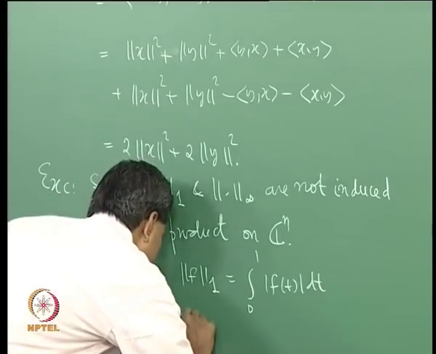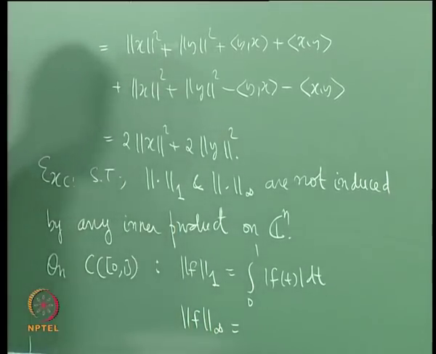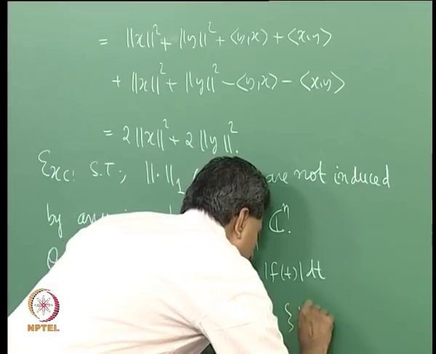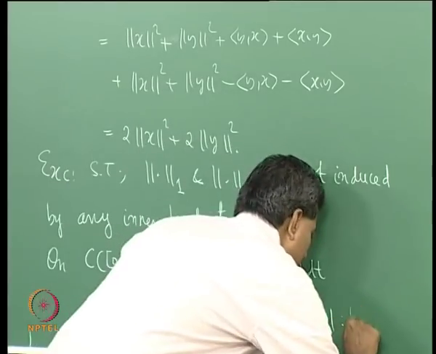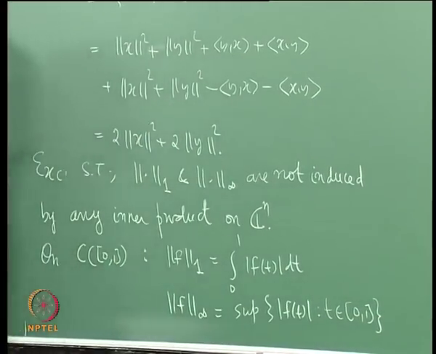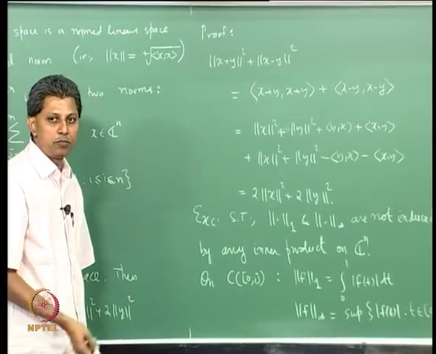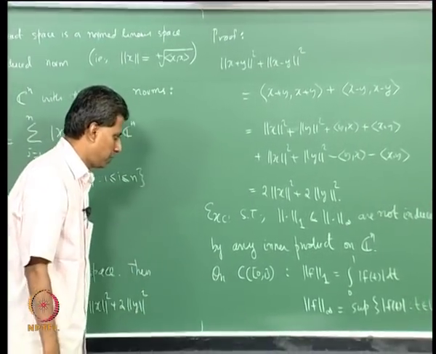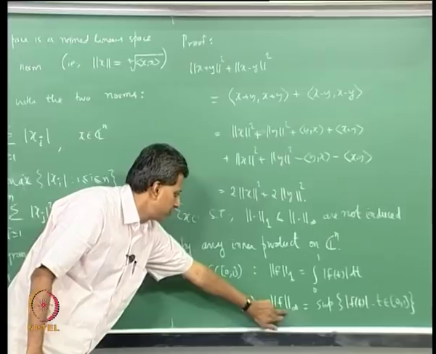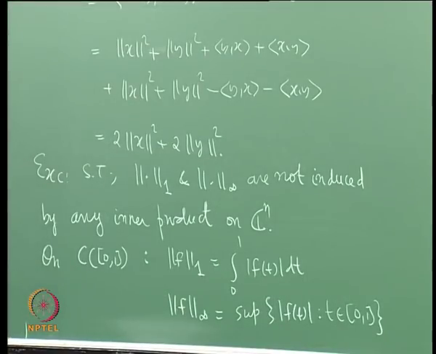Similarly, the infinity norm. What is the infinity norm? Supremum of modulus of f(t), t in 0, 1. The supremum exists because f is continuous, mod f is continuous, a composition of two continuous functions. So there is a maximum and a minimum. I want the maximum, so in fact I can replace supremum by the maximum. So with respect to these two norms, 1 and infinity, C[0,1] is a normed linear space. It can again be shown using the parallelogram law that these are not induced by any inner product. Okay, so let us move on.